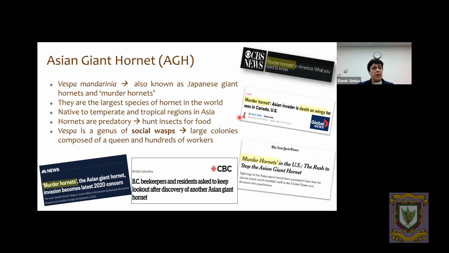As hornets and wasps, they are predatory. They hunt mostly insects, so they can feed their larvae. And specifically, this genus Vespa comprises social wasps. So when it comes to the colony of this wasp, the setup would be pretty much similar to a honeybee colony. So you have there a queen and hundreds of workers.